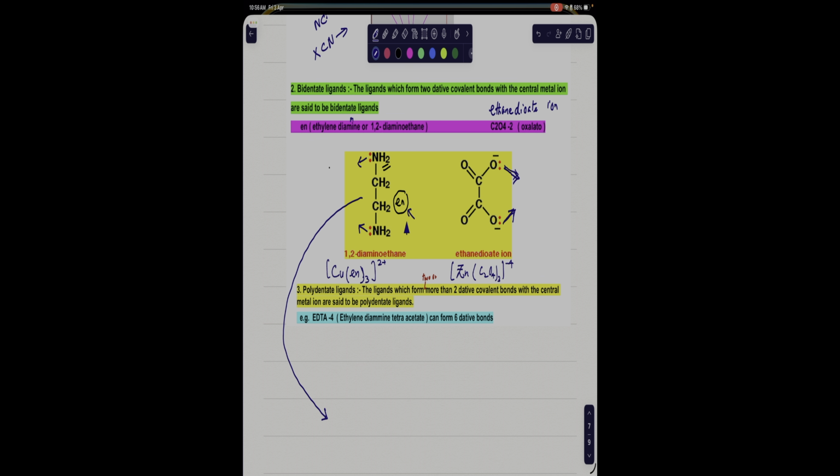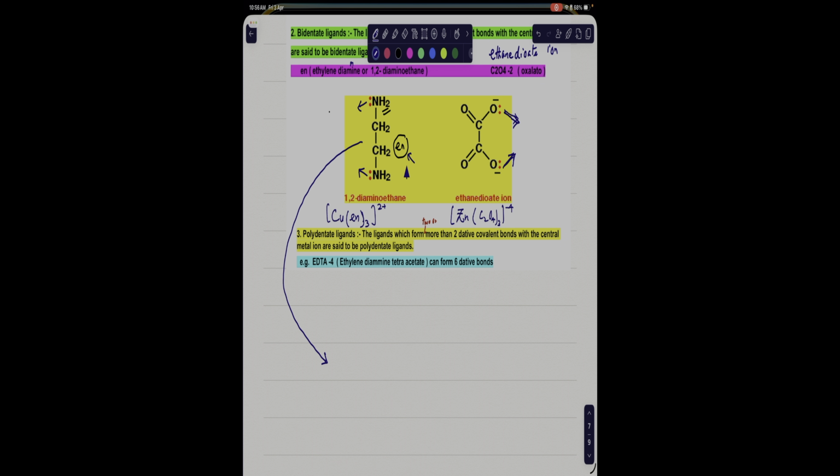Now let me draw the structure of EDTA, because I saw in some past papers they ask you to draw the full structure of EDTA. The full name of EDTA is ethylenediamine, and you can see its name is quite similar to this, right? But only the last two words are different. The name of EDTA is ethylenediaminetetraacetate.